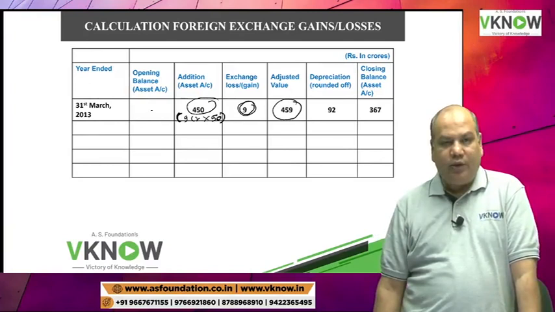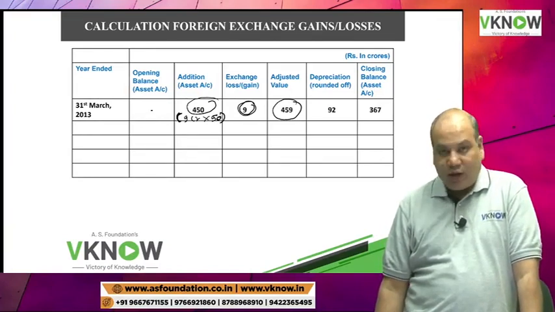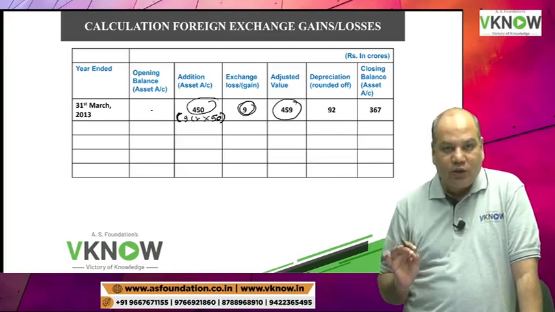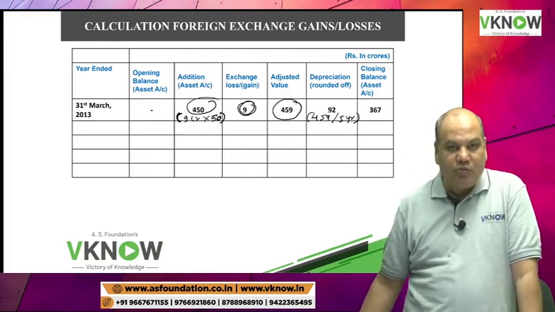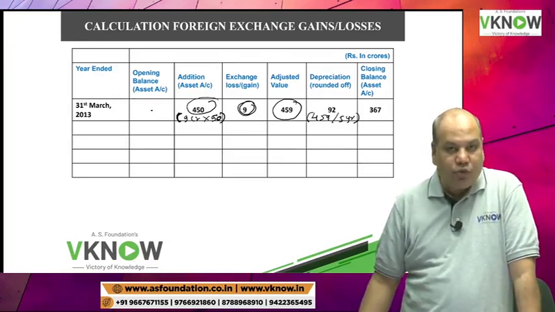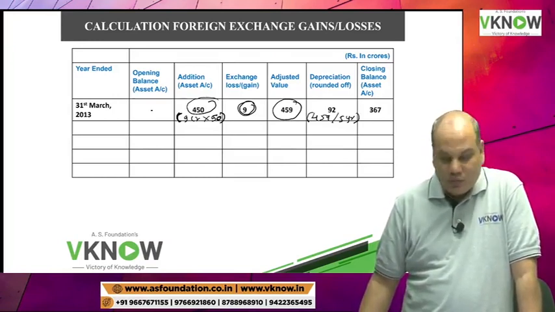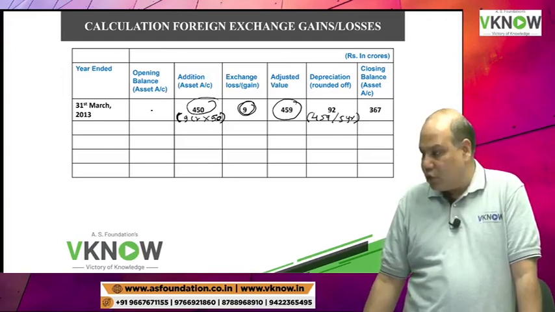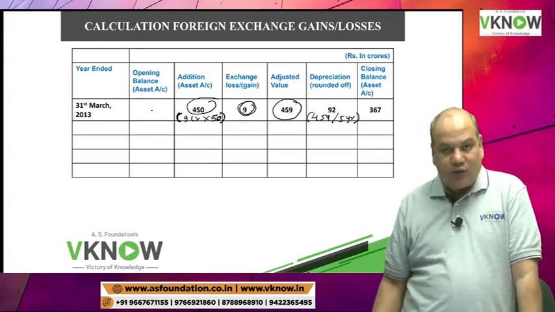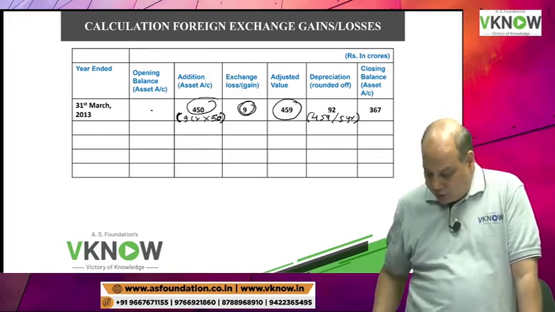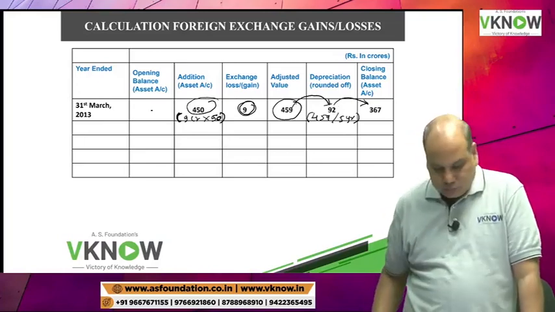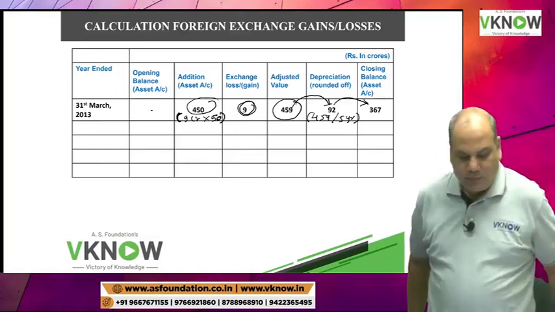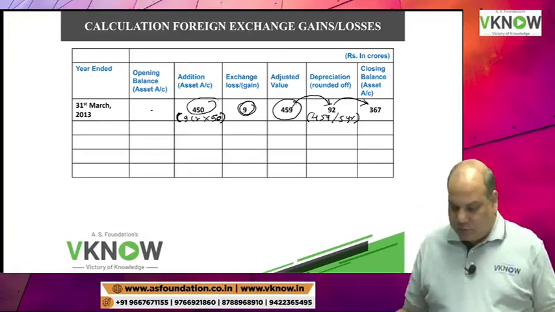459, and divide by how many years? The asset's life is 5 years. So 459 divided by 5 years, this is depreciation. Depreciation is based on the useful life of the asset, which in the given question is 5 years, and I have rounded off the figure to 92. So the balance in the asset account will be, check, 459 minus 92, and that is equal to 367.